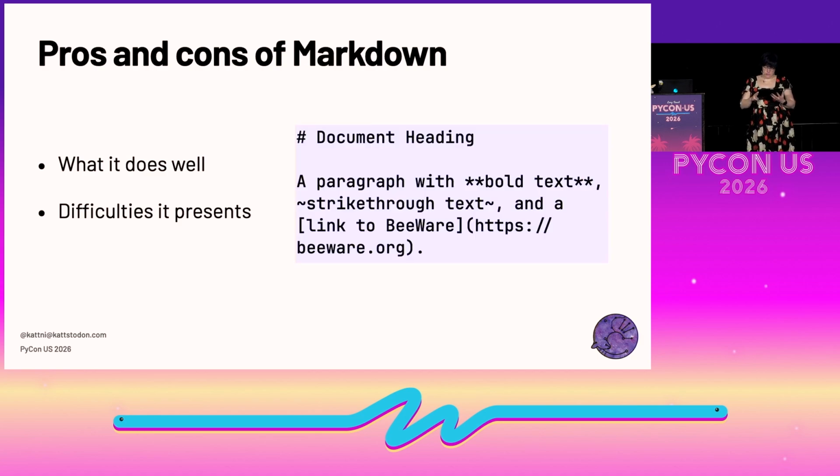This is the same document formatted in Markdown. Heading level is determined by the number of hashes at the beginning of the line. Link text is included in square brackets immediately followed by the link target in parentheses. And this renders on its own.